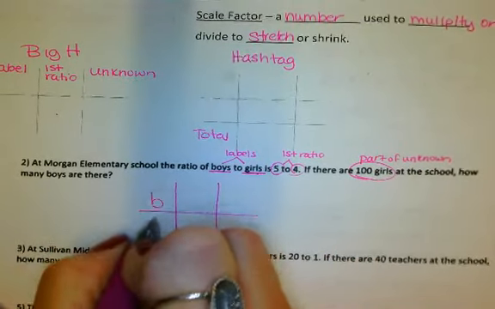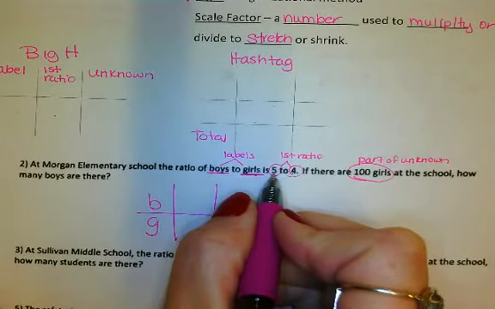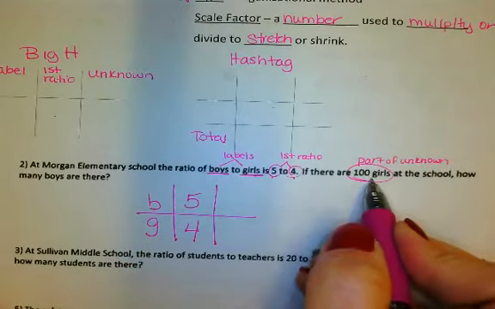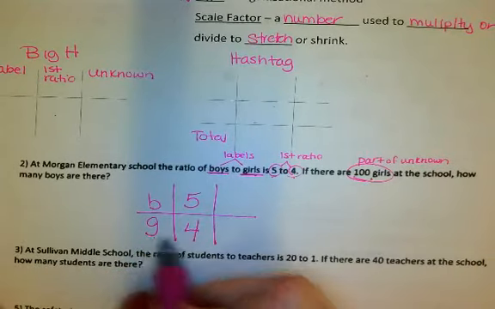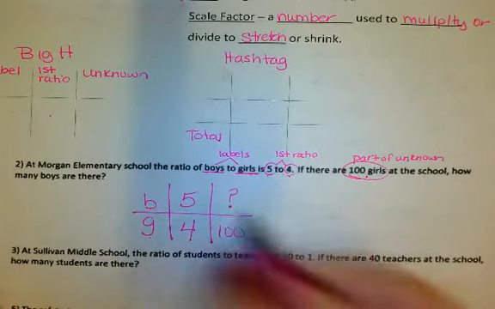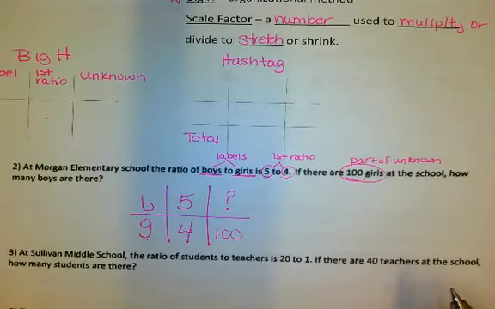So let's set it up. We have boys to girls, because that's my labels, and it goes in order, boys to girls, so 5 to 4, and then it says 100 girls. Well, this is my girl column, so it's going to go right here, and this is my unknown. We don't know what that is, so we're going to put a question mark.